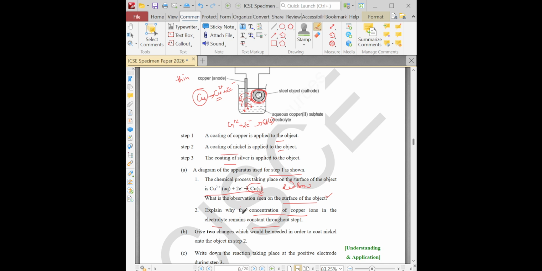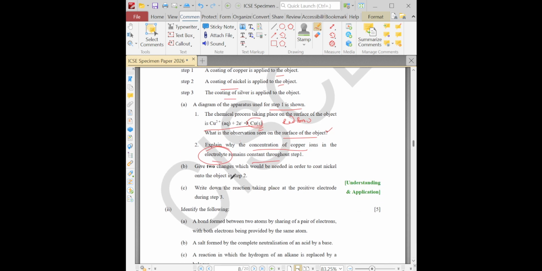Okay, so therefore suppose 10 copper ions are being formed, 10 are getting deposited. So the concentration of copper ions in the electrolyte will remain the same, because 10 are entering and 10 are going. Is this clear? Then next it says, give 2 changes that would be needed in order to coat nickel onto the object in step 2.